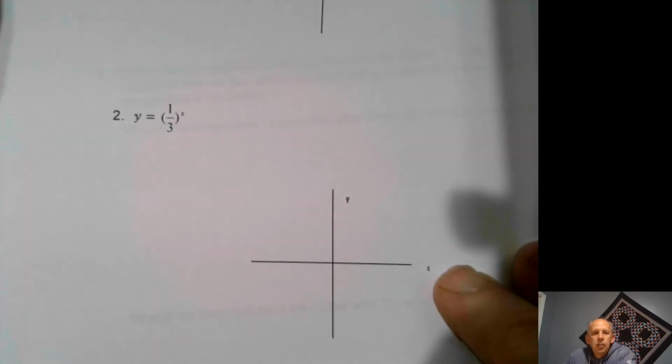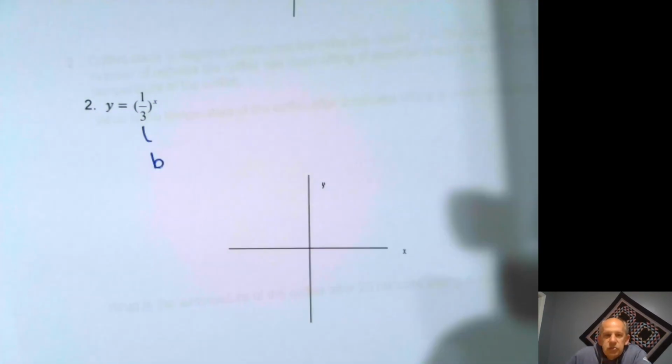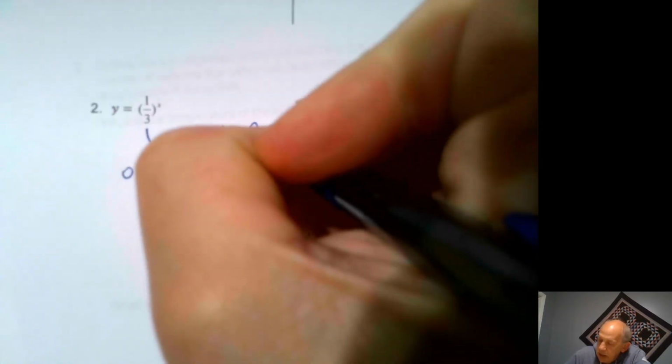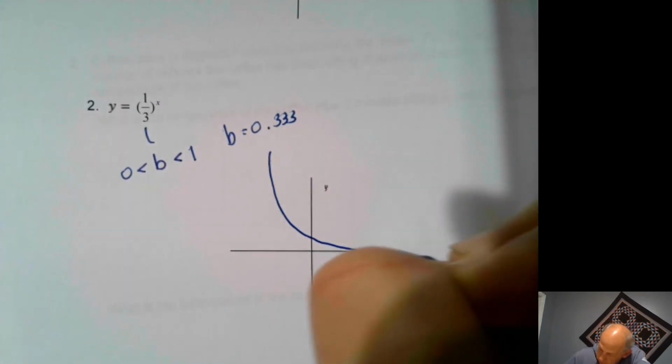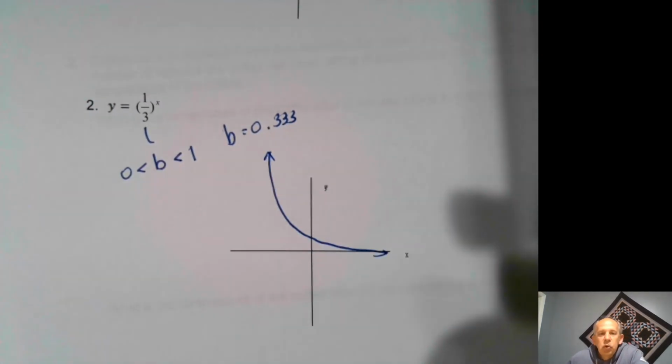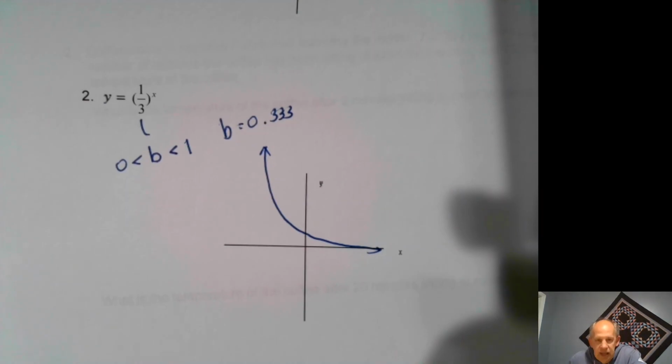The next one, y is equal to (1/3) to the x. Notice my base is less than 1, but greater than 0. My base is 1/3, or 0.333. That means I'm going to have exponential decay. There is what my graph would look like for that.